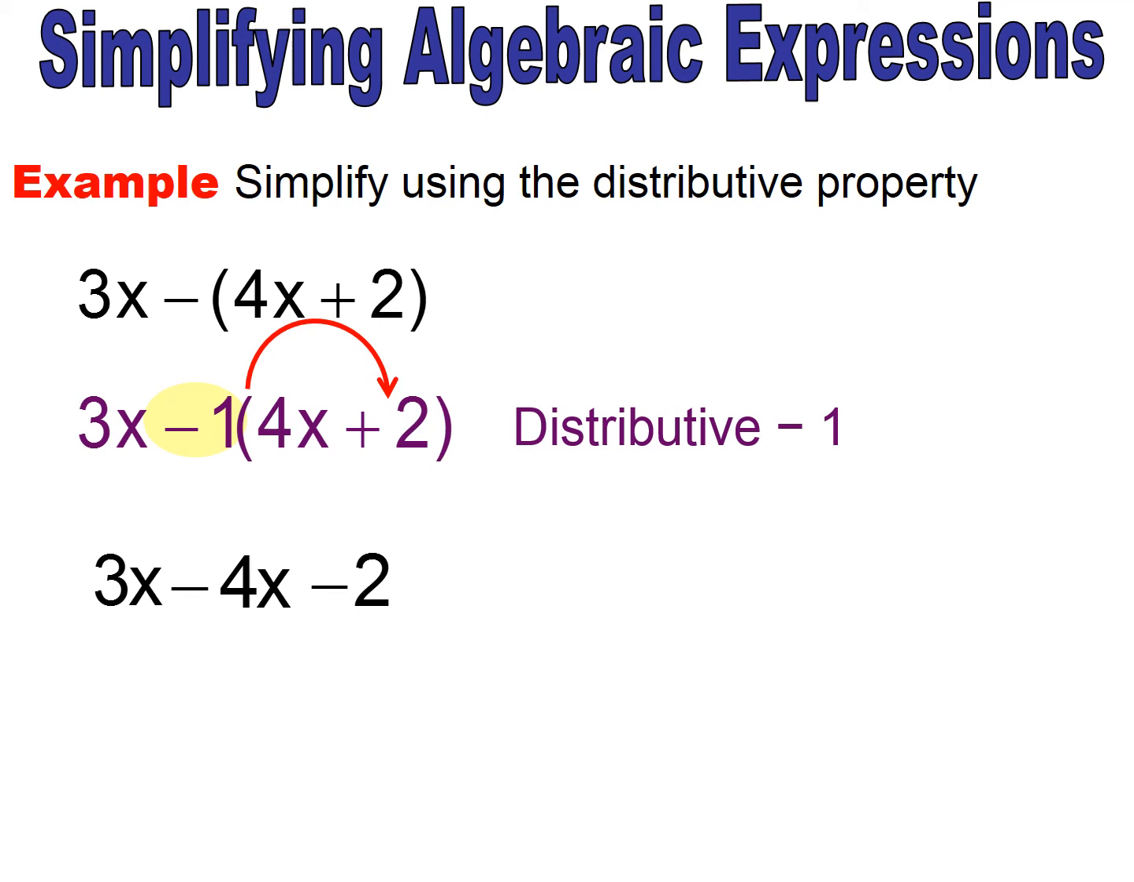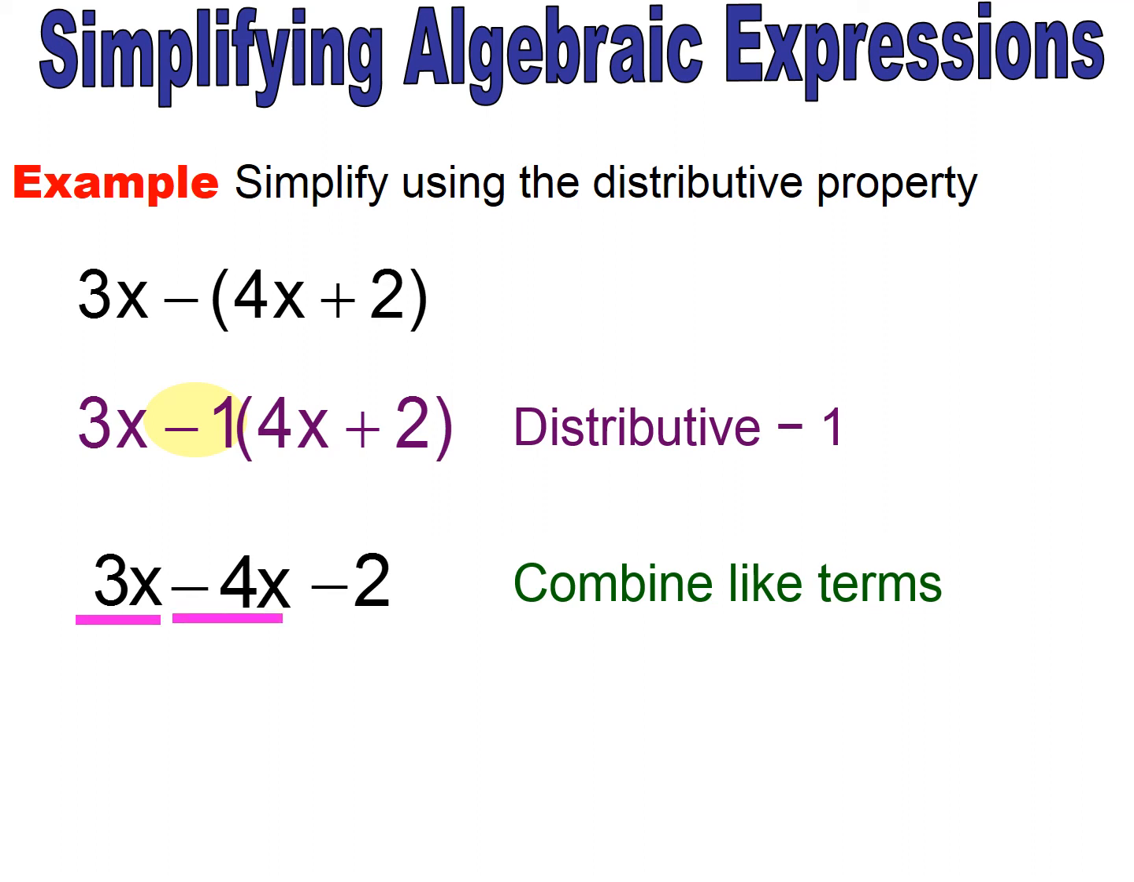Now that the distributive property is done, I can combine like terms. And the like terms here is that 3x minus 4x. 3x minus 4x, it's 3 minus 4. I'm going to subtract and keep the sign of the higher number, so I end up with a -1. And remember, you don't write the -1 coefficient, you just write it with a negative sign. And then you just bring down the -2.